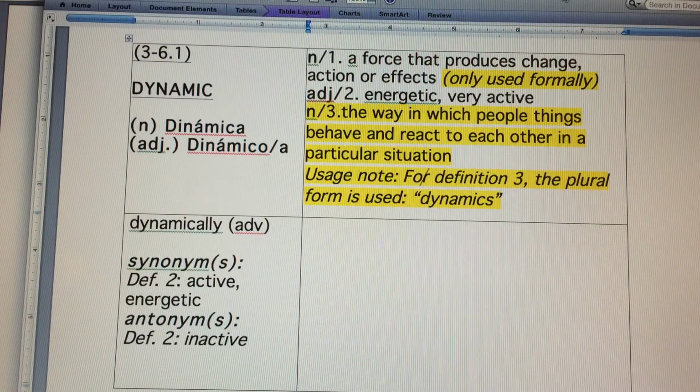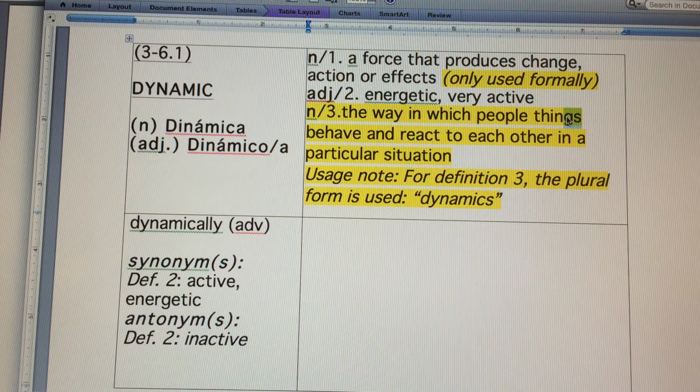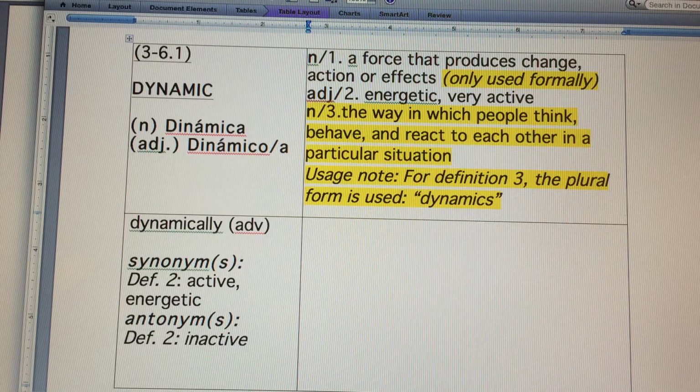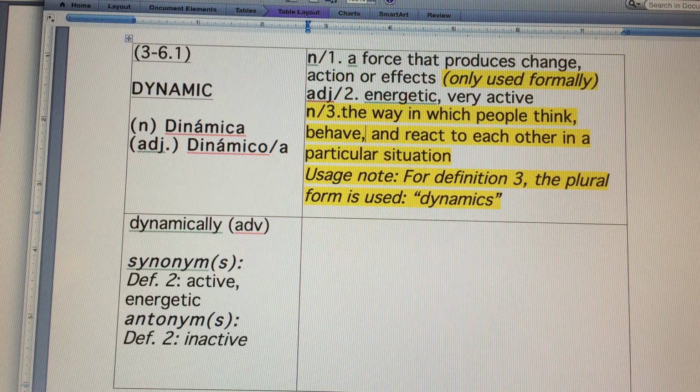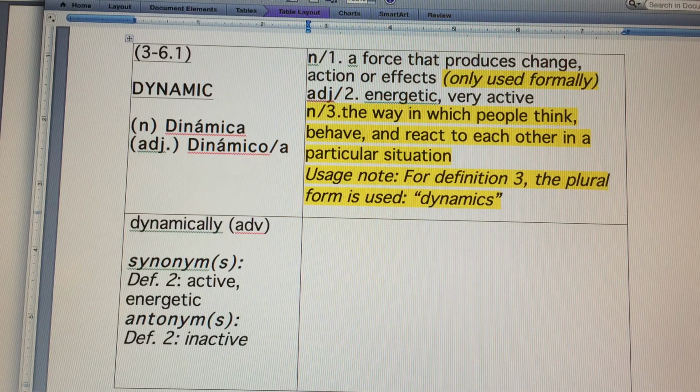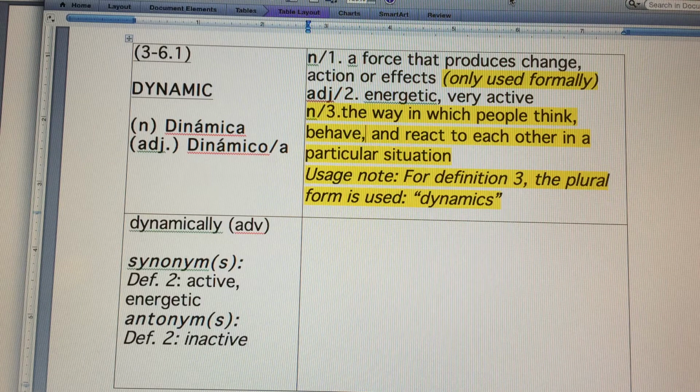The other definition we can use is the third one here, as a noun, which is the way in which people think, behave and react to each other in a particular situation. It should be think. Change that to think. And again, for this definition, we have a usage note that we use the plural form, dynamics. Dynamics. All right? And let me give an example for that.